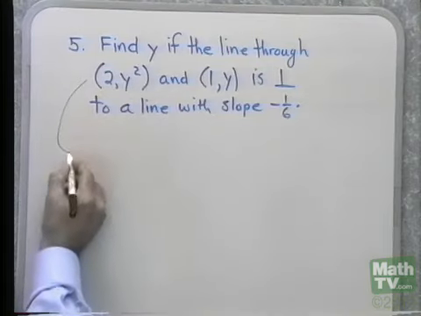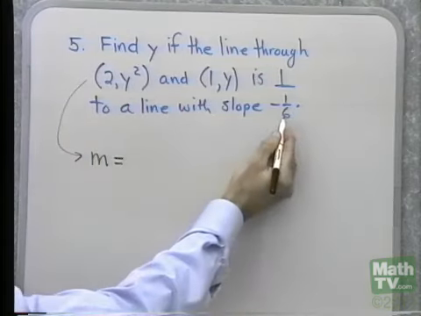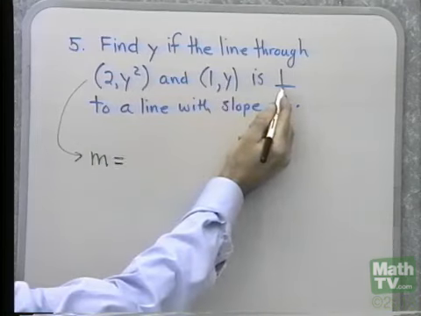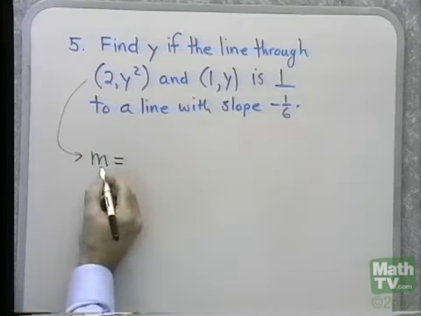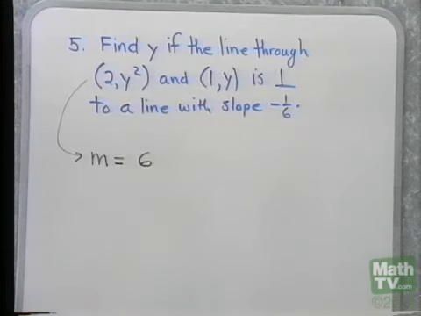So the slope of the line that goes between these 2 points, m, is going to be equal to the negative reciprocal of this, because it's perpendicular. The line that goes through these 2 points is perpendicular to a line that has a slope of negative 1/6. That means that m for the line I'm looking for has to be equal to positive 6.